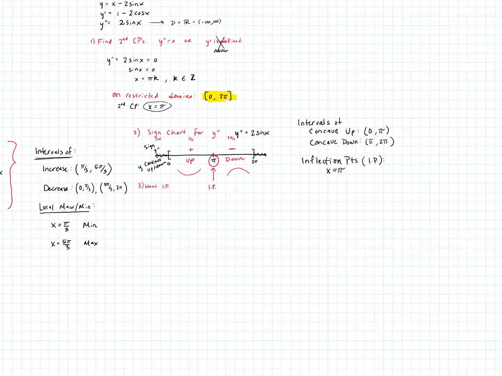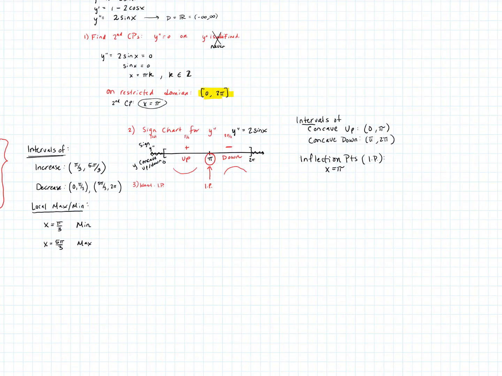So we have all of this information now. We've got our intervals of concavity, we've got our inflection points, we've got our local maxes and our mins. So all kinds of information about this function now.